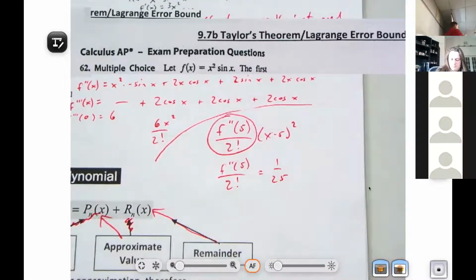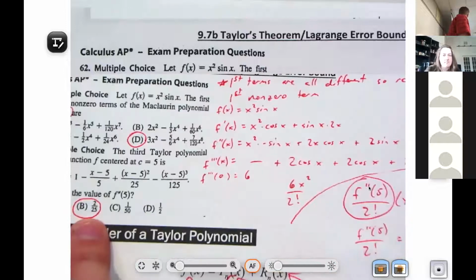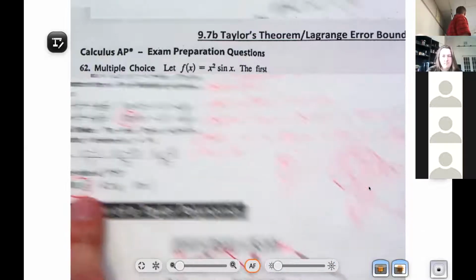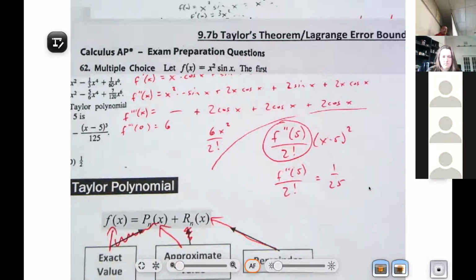The thing that should be in front based on the formula needs to be equal to the thing that is in front of that term. And then I can manipulate that to figure out what f double prime of 5 is. Just multiply both sides by 2, and you get 2/25. Very, very common question that they ask about that. I see that one show up with Taylor polynomials all the time on AP reviews.